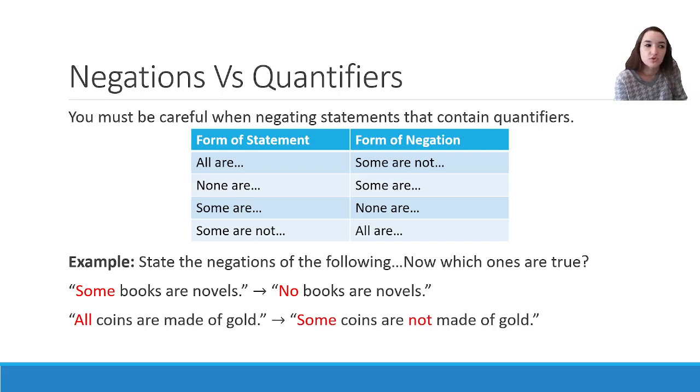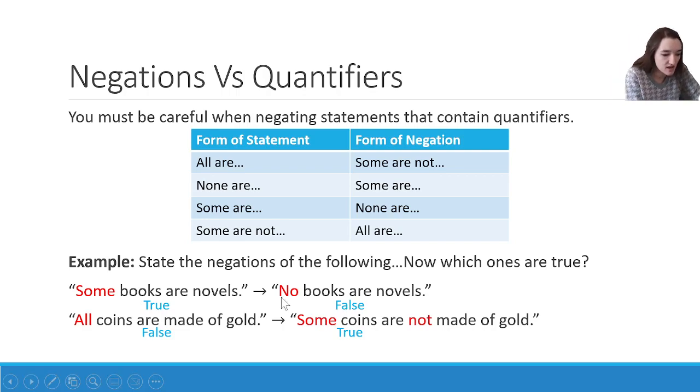Now, which ones of these are true? Well, notice that some books are novels. That's true. And no books are novels would be false. All coins are made of gold is false. Some coins are not made of gold is true, right? They are opposite meanings. But let's say we had gotten this wrong.